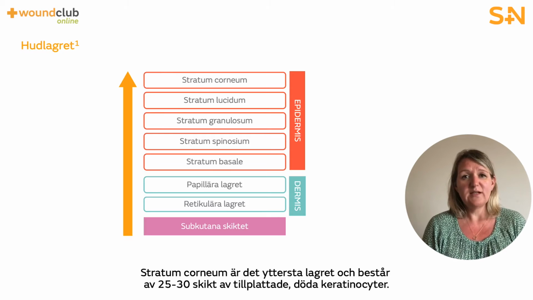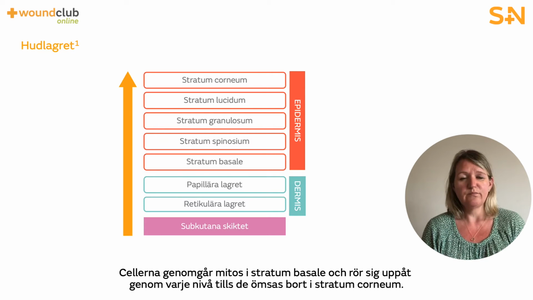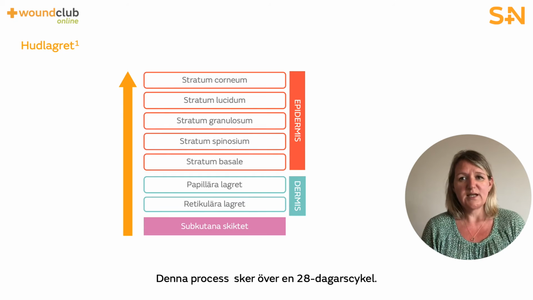The stratum corneum is the outermost layer and consists of 25 to 30 layers of flattened dead keratinocytes. The cells contain keratin, a protein which helps protect the skin and underlying tissues from microorganisms, chemicals and heat. The cells undergo mitosis in the stratum basale and migrate upwards through each level until they are shed at the stratum corneum. This process takes place over a 28-day cycle.